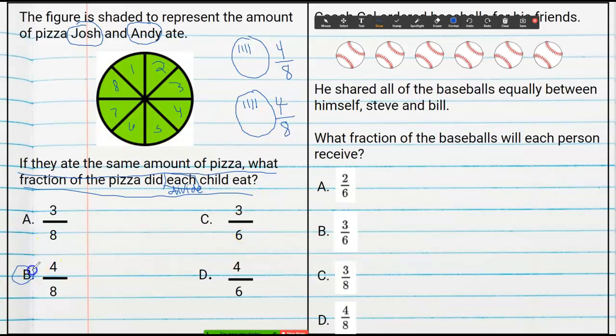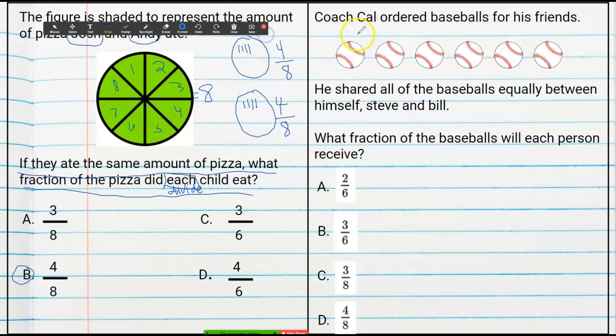So our answer here is B. Remember to look for those keywords, guys. Each is telling you to divide. So here you're just dividing 8 pieces. Okay, I know there's 8, and I have Josh and Andy, my 2 people, and so they're each going to get 4 pieces.